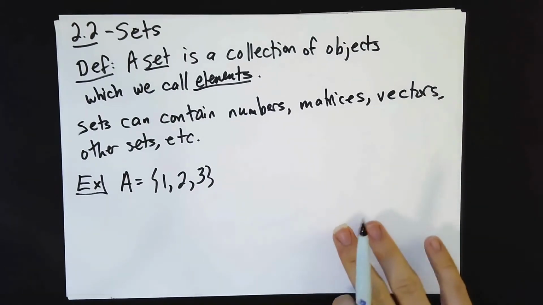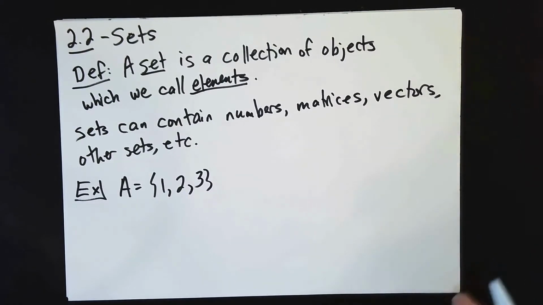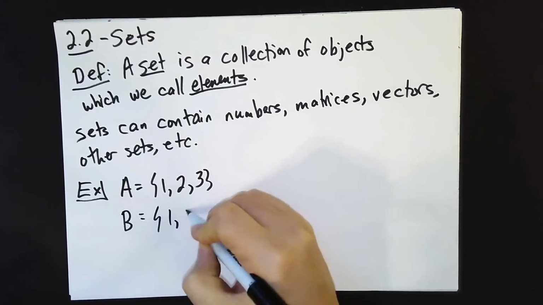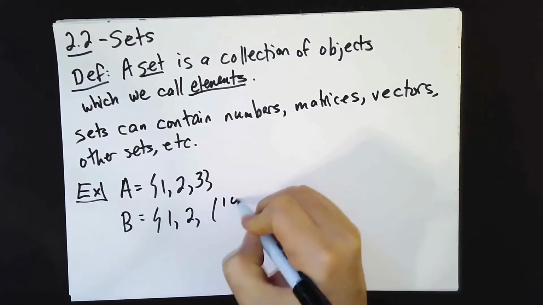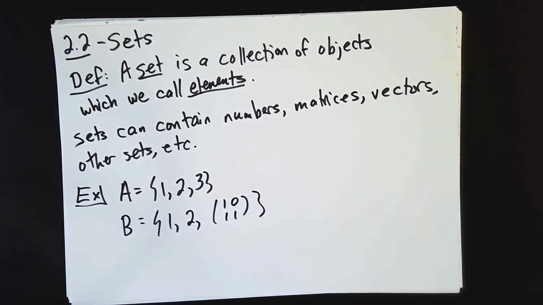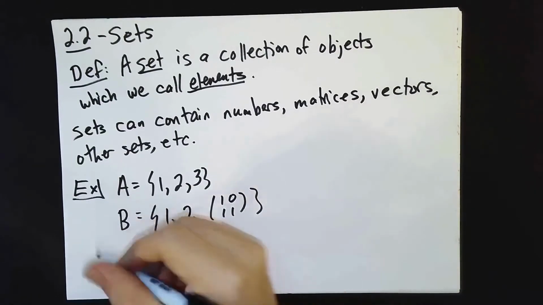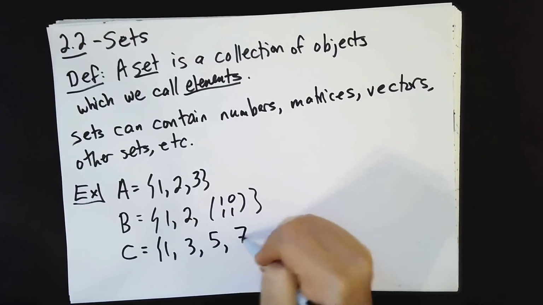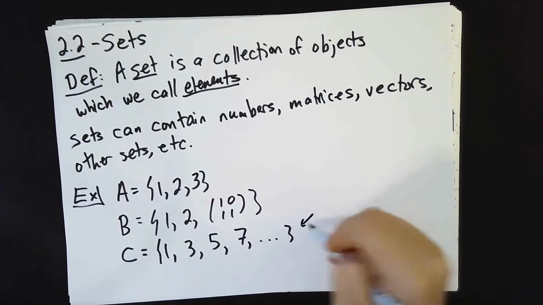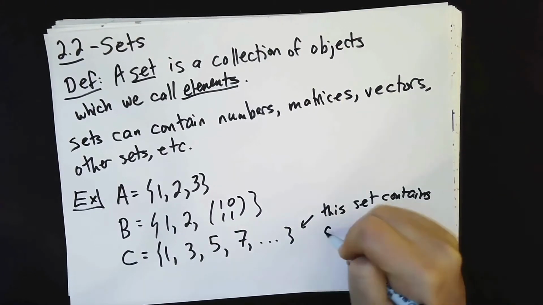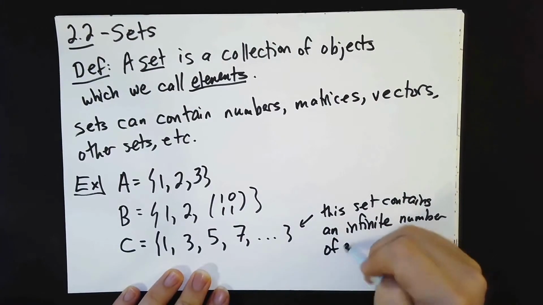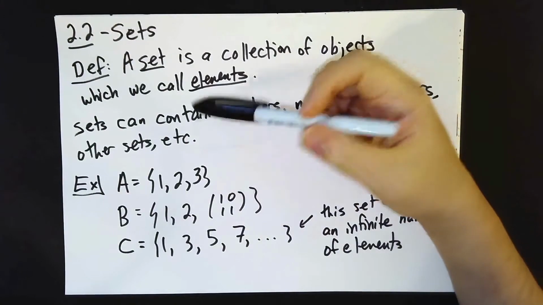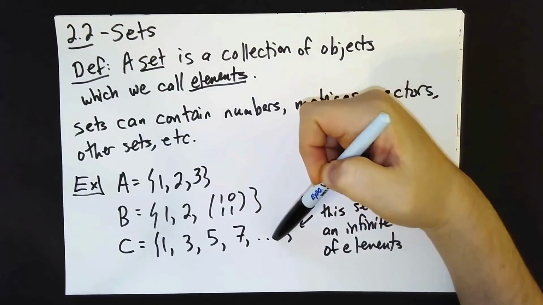Now, I want to stress again, there's no requirement on the types of things that show up. So we could well have a set which contains 2 numbers in a matrix. That's fine. I also want to point out sets don't have to contain a finite list of elements, so it is fine, for example, to have this set, which contains the positive odd integers. So this set contains an infinite number of elements. These 2 sets contain a finite number of elements. We'll call these 2 sets finite and this set infinite.